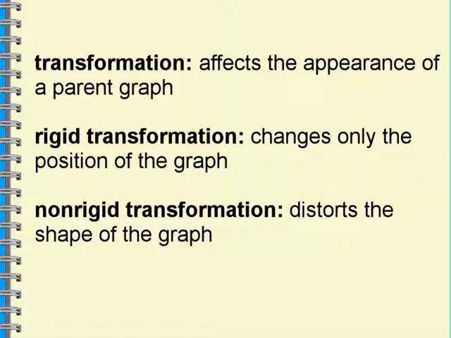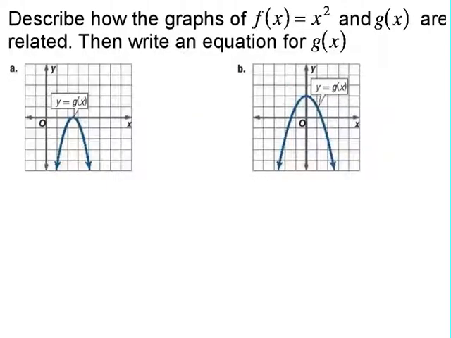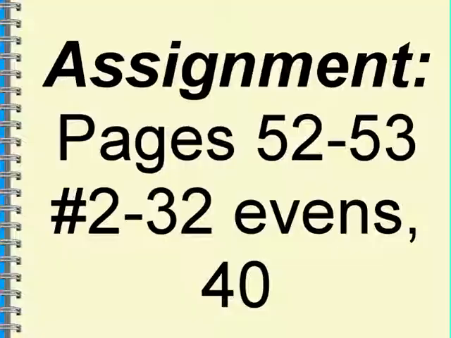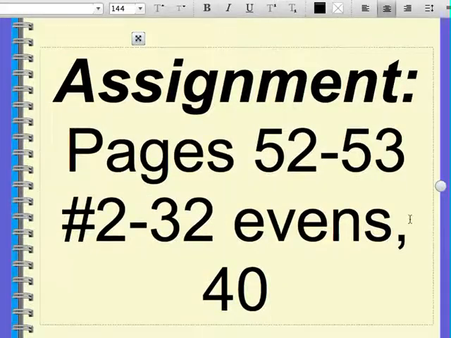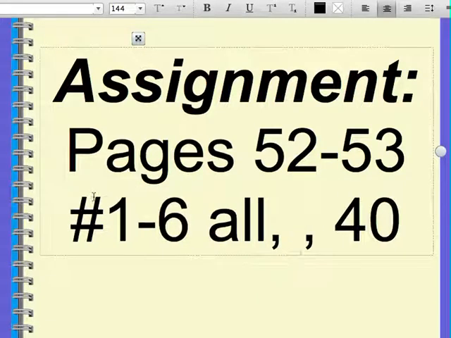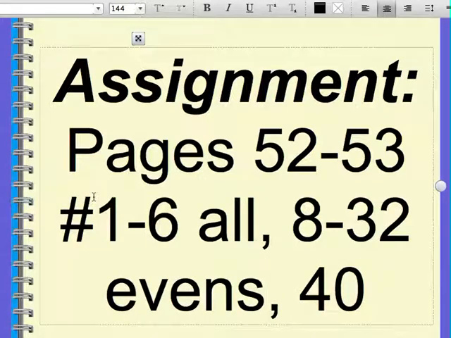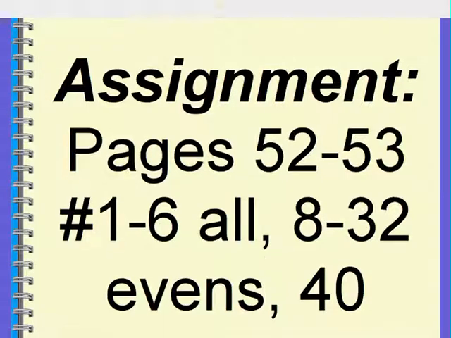Okay, so here is what you can get started on. I'll go back just in case some of you didn't get done. But this is what it is. And actually, I'm going to change that real quick. I want you to do 1 through 6 all, and then 8 through 32, the evens, and number 40.